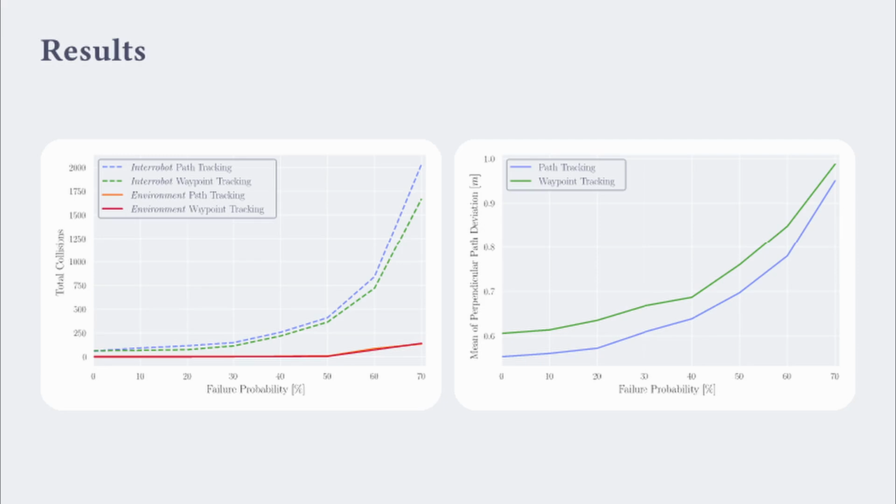We do see that these results deteriorate with higher failure probability of communication. However, the path tracking approach does not fail spectacularly compared to the waypoint tracking approach, maintaining a slight offset in total collisions and a better perpendicular path deviation, even with high failure probabilities, which also speaks to its stability.